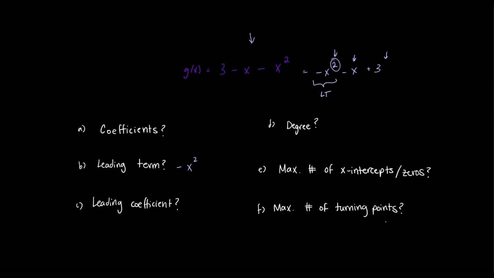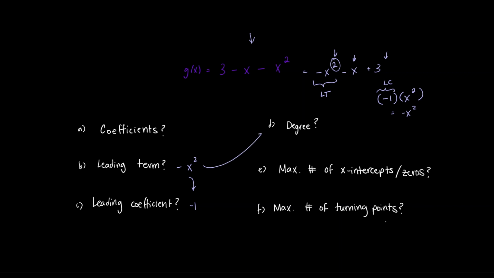From this leading term, we can extract the leading coefficient. The leading coefficient is the real number that's tacked onto the leading term. In this case, we have -1 times x to the power of 2, which is written like -x to the power of 2. So our leading coefficient, in this case, is -1.